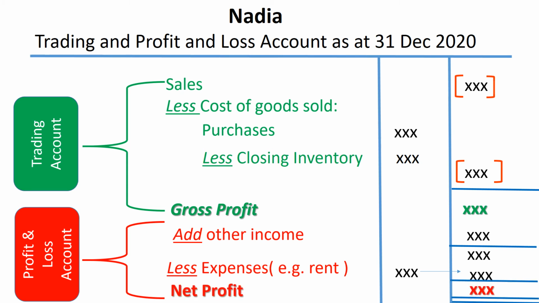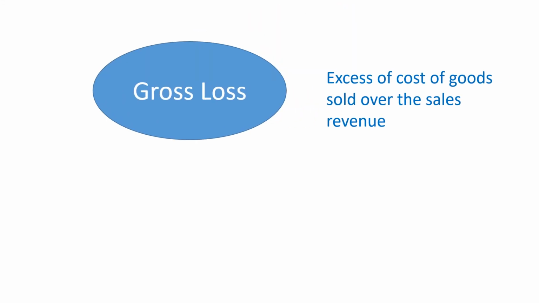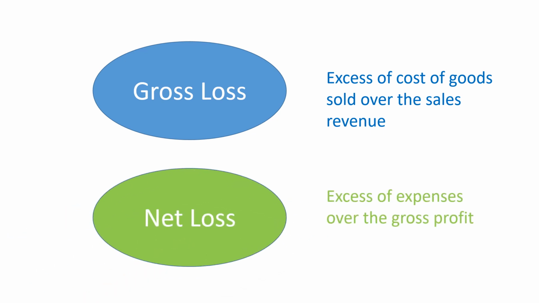It is not always the case that a business will make a profit. Businesses make losses too. It could be a gross loss or net loss. Gross loss is the excess of cost of goods sold over the sales revenue. Net loss is the excess of expenses over gross profit.